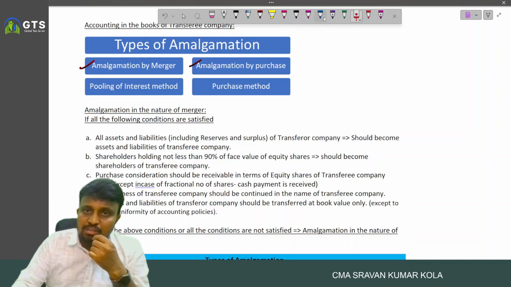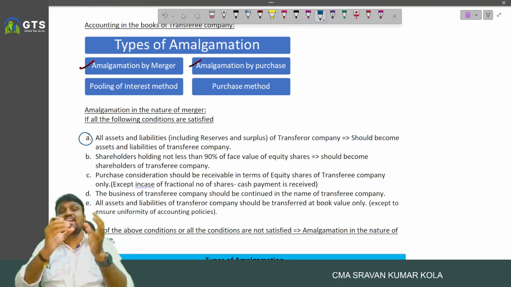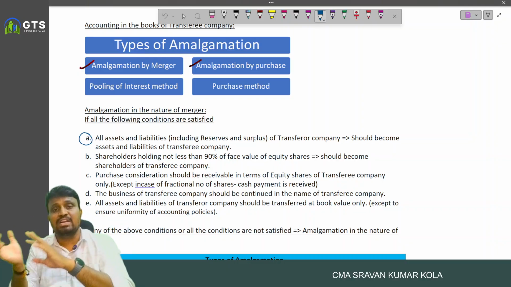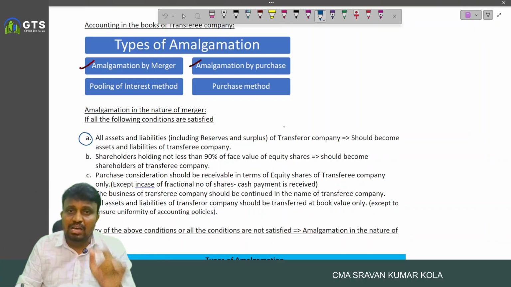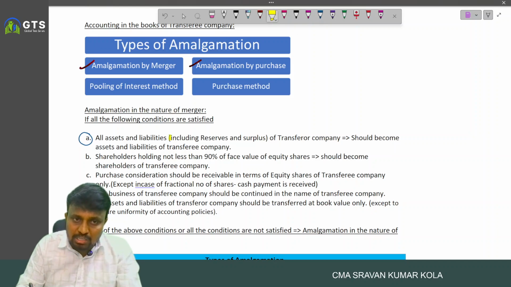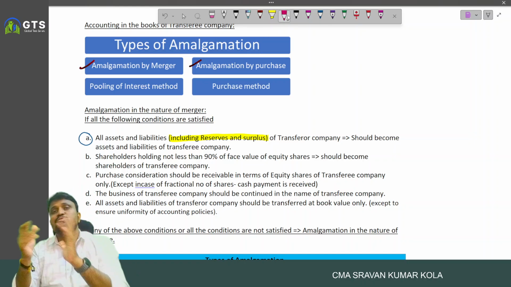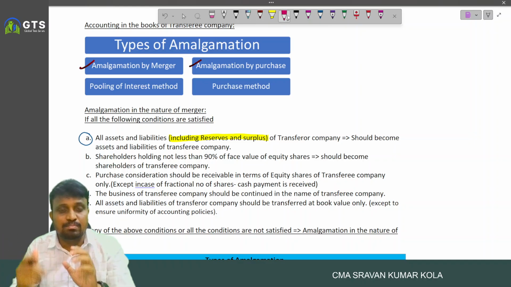Remember, first one: all assets and liabilities of transferor company should become the assets and liabilities of transferee company. All assets and liabilities, and also remember, including reserves and surplus. All assets and liabilities of transferor company should become the assets and liabilities of transferee company.